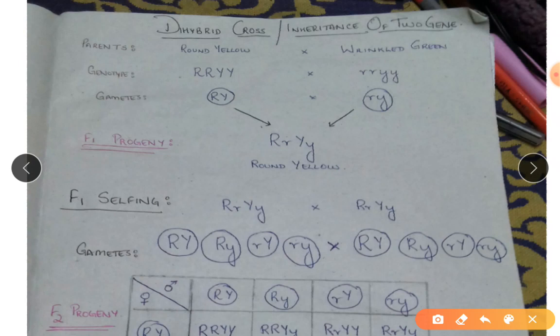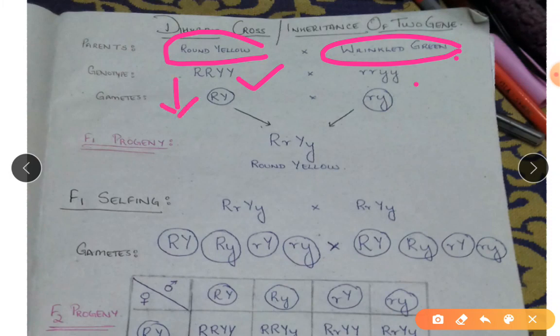Now, what did Mendel take? Pure round yellow, pure wrinkled green. So it had the respective genotype as we had said: R for round, Y for yellow, small r for wrinkled, small y for green. Capital is for dominant, small letters for recessive. Now there is only one type of gamete formed, R and Y.